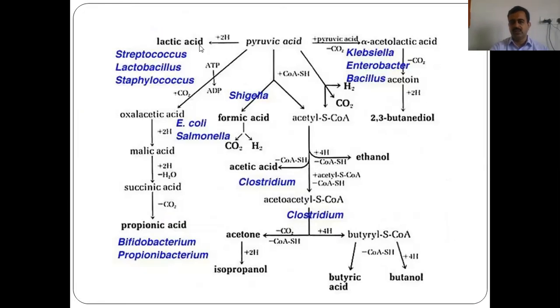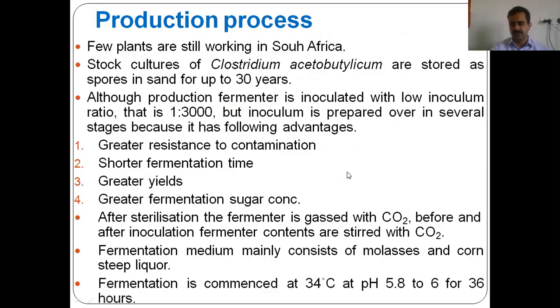See this, lactic acid bacteria, pyruvic acid. From pyruvic acid, formic acid can be developed. From formic acid, acetyl coenzyme A. From acetyl coenzyme A, ethanol can be produced. And with the help of Clostridium species, it produces butanol, which is our desired product in this particular pathway. Few plants are still working in South Africa. Stock cultures of Clostridium acetobutylicum are stored as spores in sand for up to 30 years.